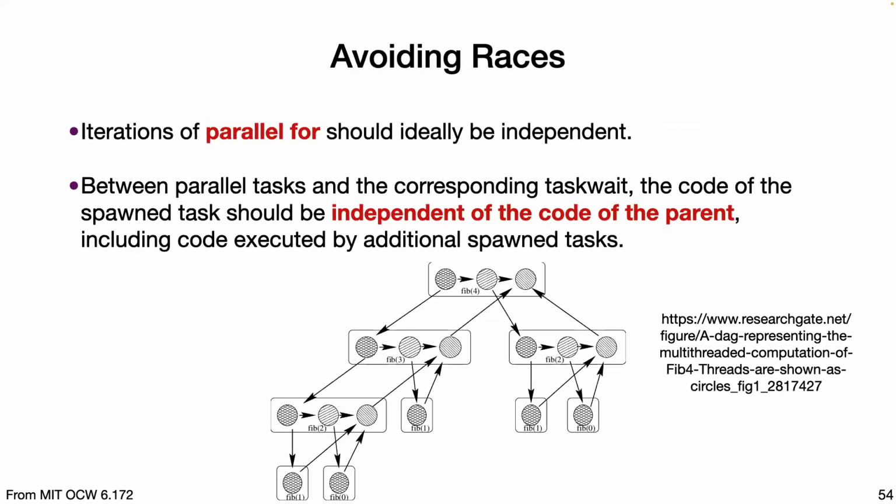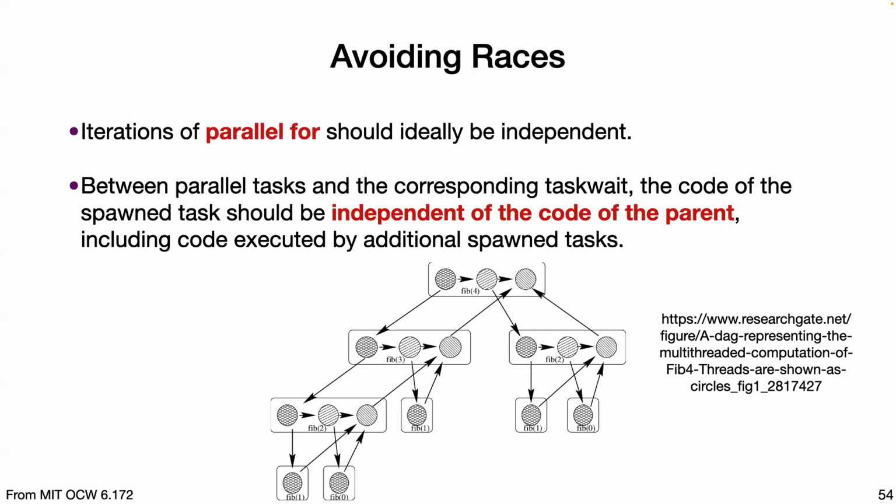The way that you avoid races when you program is, ideally, you should make your iterations totally independent if you can. And if you're doing task spawning, between the task spawn and the task wait, ideally the code of the task that you're spawning should be independent of the code of the parent. That happened in Fib just because Fib is a very simple example and you're just doing computation, with no memory writing. But ideally you would do it for everything, and you may have to do it carefully.